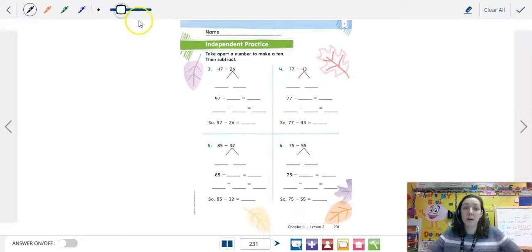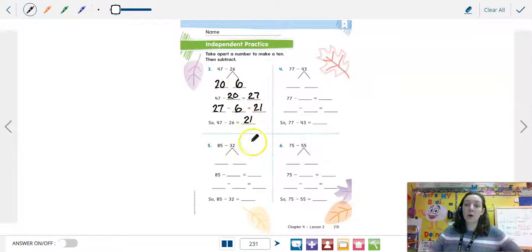So I'm going to do part of your independent practice with you. 47 minus 26. The first thing you're going to do is break apart your 26 into 20 and 6. To take away the tens first, you have 47 minus 20, which is 27. Then you bring down that 27 and just take away the ones that are left. So 6. 27 minus 6 is 21. So 47 minus 26 is 21. Really the hardest part is just remembering the order, but as long as you break apart, then do tens, then do ones, it should be fine.